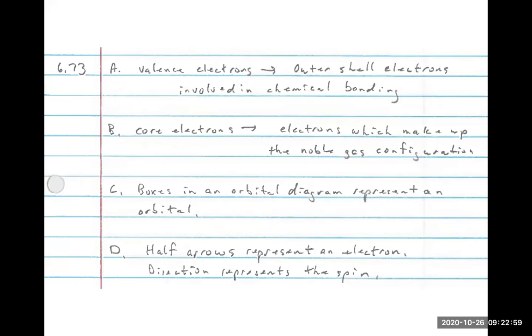Those core electrons are the ones that make up that base noble gas configuration. And so that's why sometimes we write our electron configuration in a shorthand way so that those core electrons are represented by the noble gas symbol in that kind of boxy parentheses looking thing.